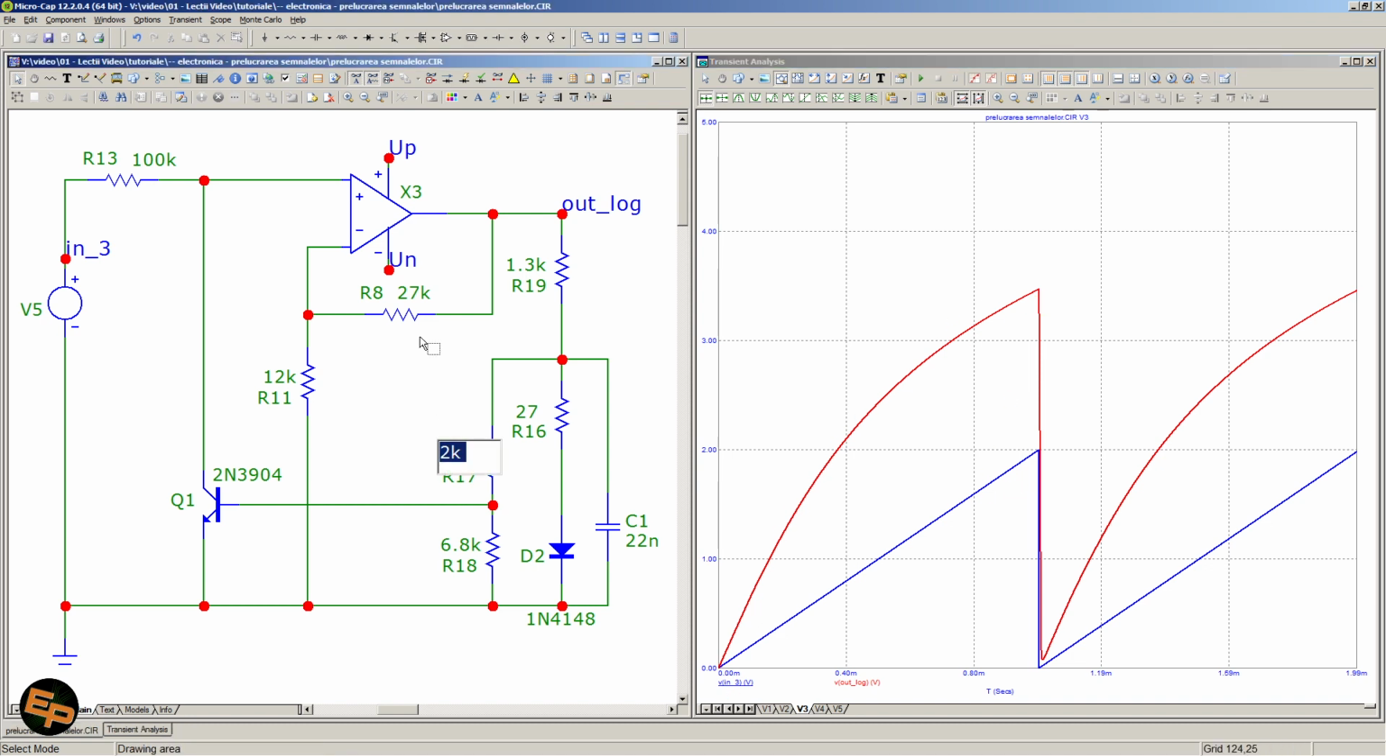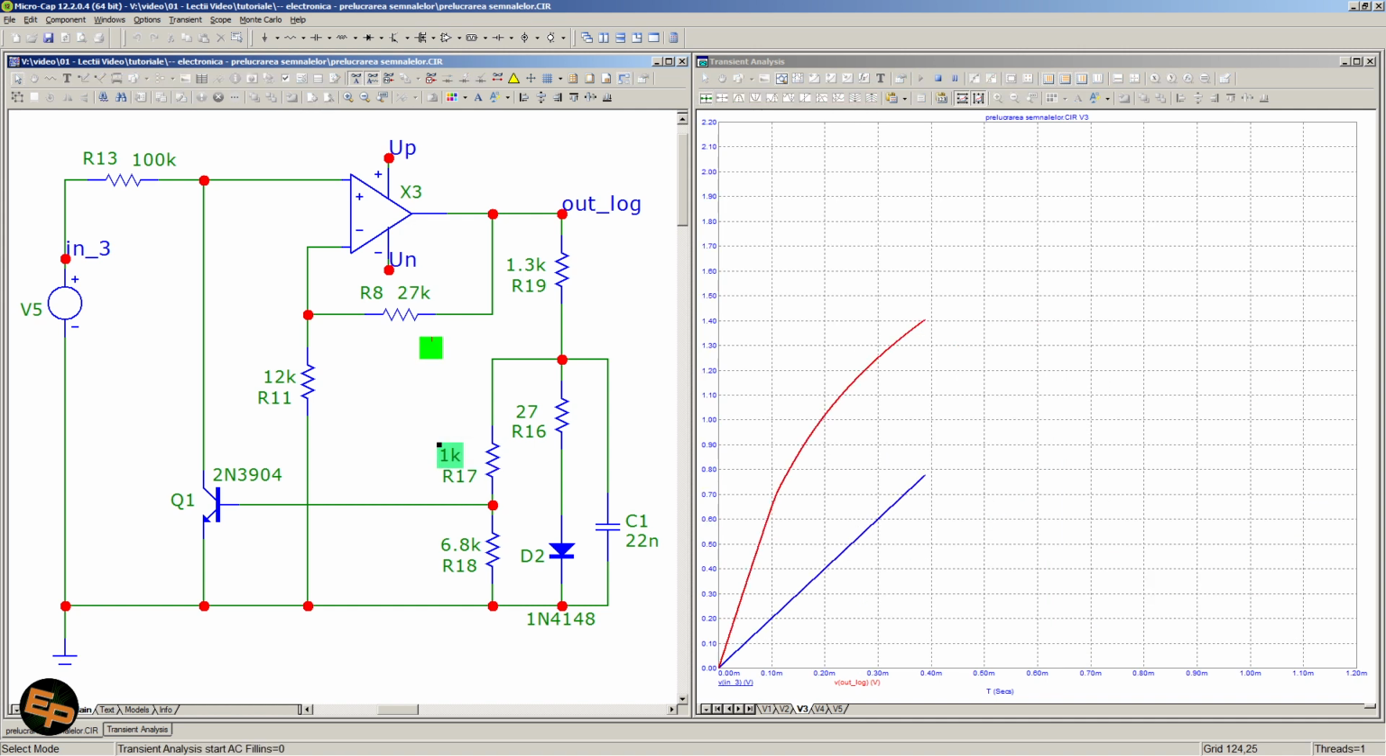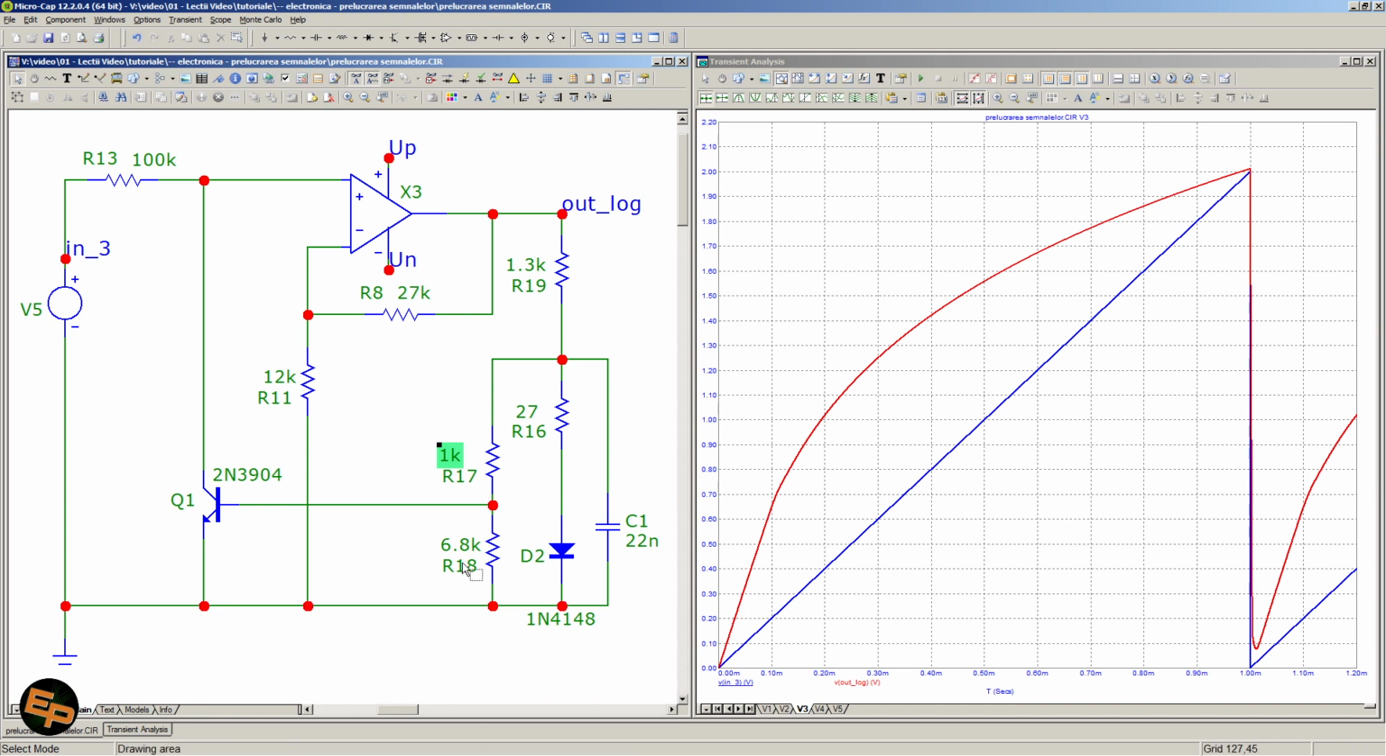Okay, for this simulation, for this particular transistor, and this lower resistor of 6.8 kilo ohms, I determined that 1 kilo ohm seems to be the right value in order for the output voltage to vary between the same 0 and 2 volts as the input voltage, but with the exception that we will get this sort of logarithmic curve. Okay.